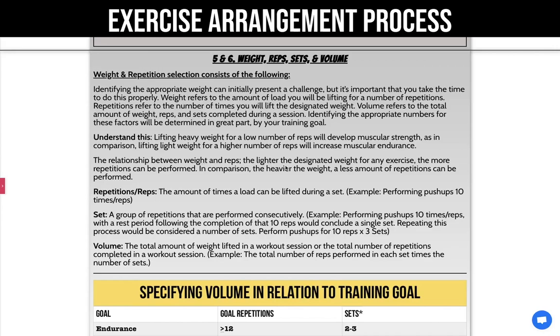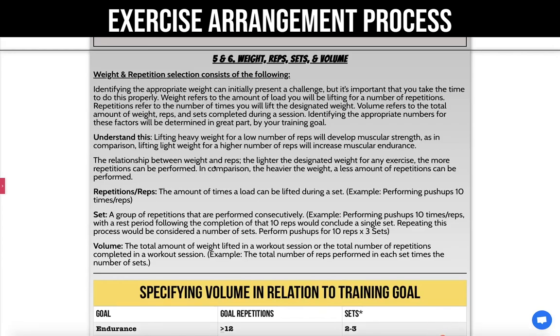The relationship between weight and reps: the lighter the designated weight for any exercise, the more repetitions can be performed. Remember that. If you have to go through this video 30 times for you to understand, and if you don't understand, go ahead and send a question and we will get that answered. In comparison, the heavier the weight, the fewer repetitions can be performed.